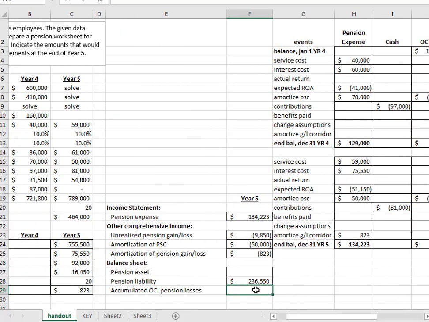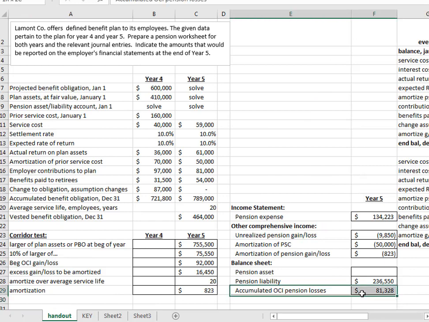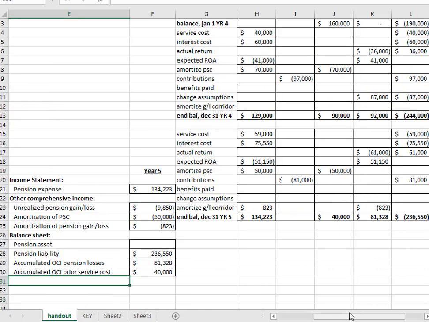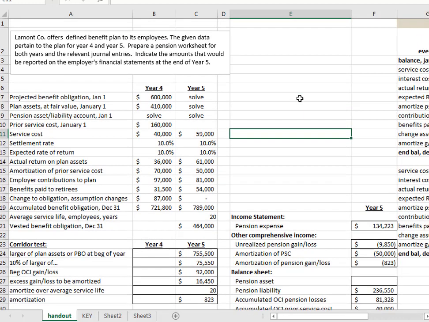And the equity amounts, the accumulated, so the ending balance here in the OCI gain or loss, and then we can also add to this because there would be another balance in accumulated OCI, and that's for the prior service cost. So we want to add that as well to report all the elements that would be all the footprints of your pension activity. Alrighty, so I hope that went well for you, and let me know if there's any questions.